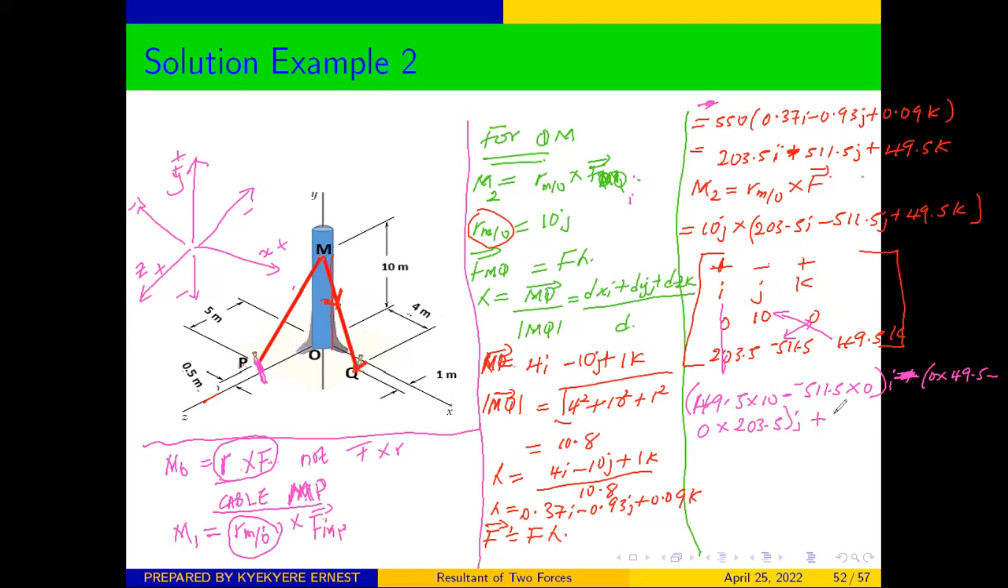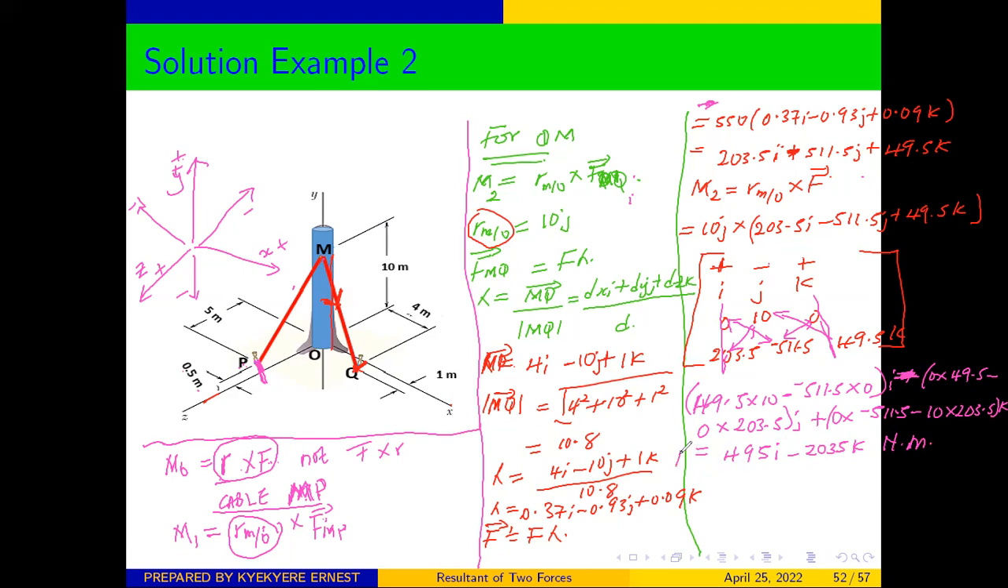And for our Z component, we are going to get 0 times negative 511.5. Because for our Z component, we take away all the Z components, and it will be this times this, minus this times that. So you are going to get this minus 10 times 203.5 K. And from there, we have our moment as 495I minus 2035K. And because it's a moment, the unit is Newton meter.